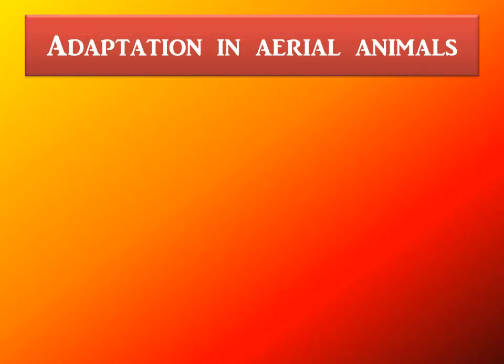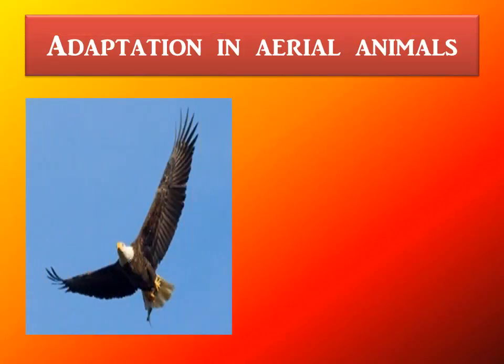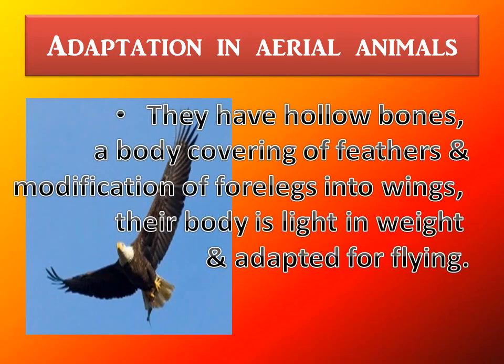Adaptation in aerial animals. They have hollow bones, a body covering of feathers, and modification of forelegs into wings. Their body is light in weight and adapted for flying. The body of insects also is light in weight. They can fly with two pairs of wings and also walk with six sticky legs.